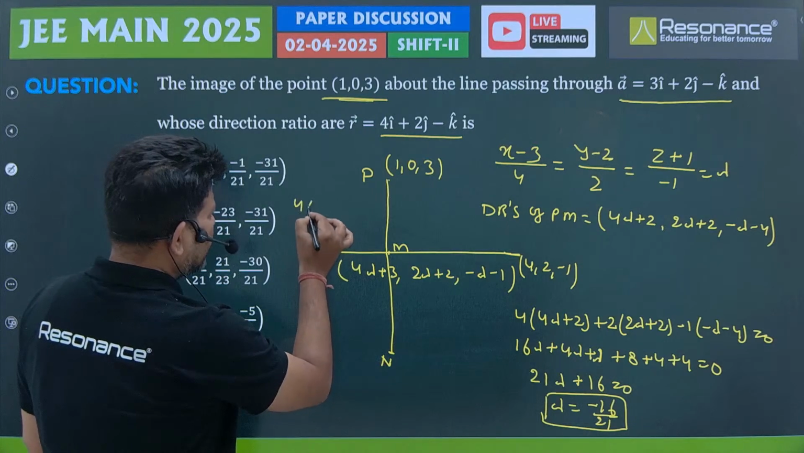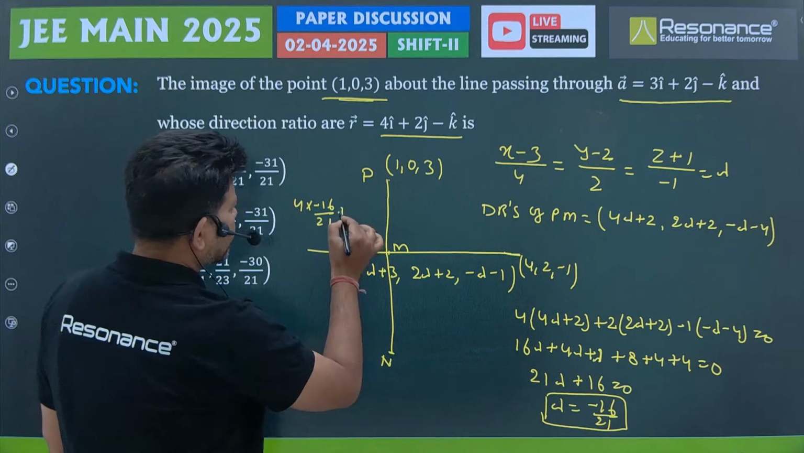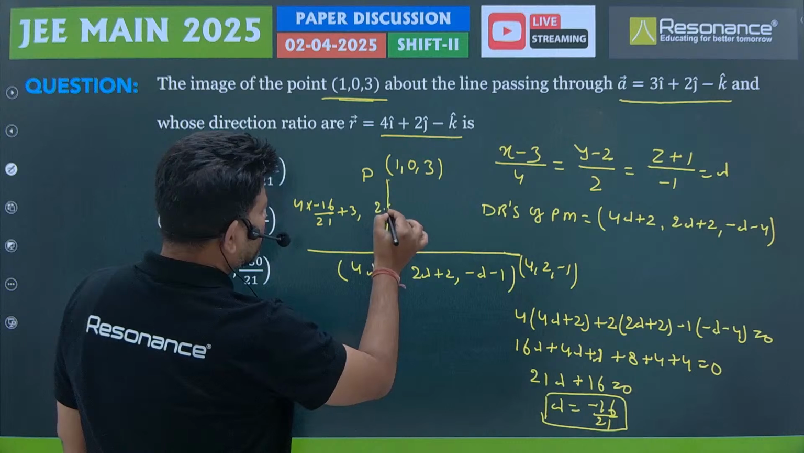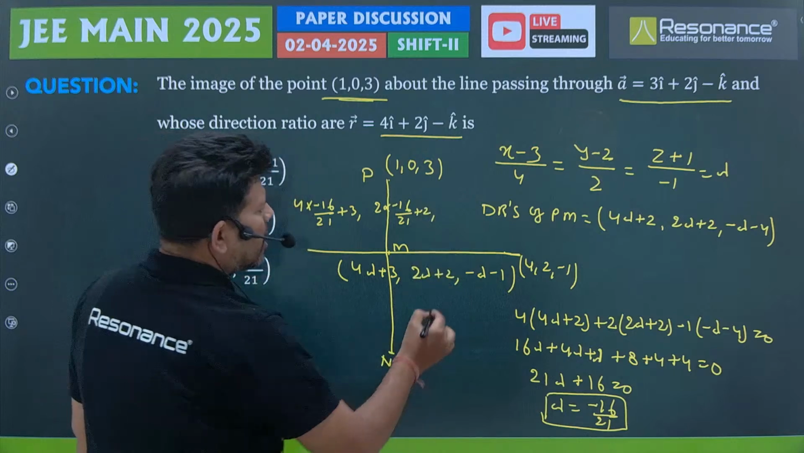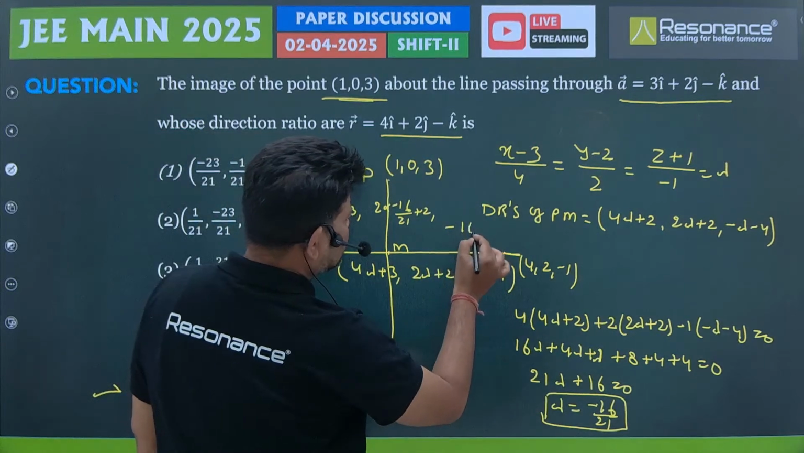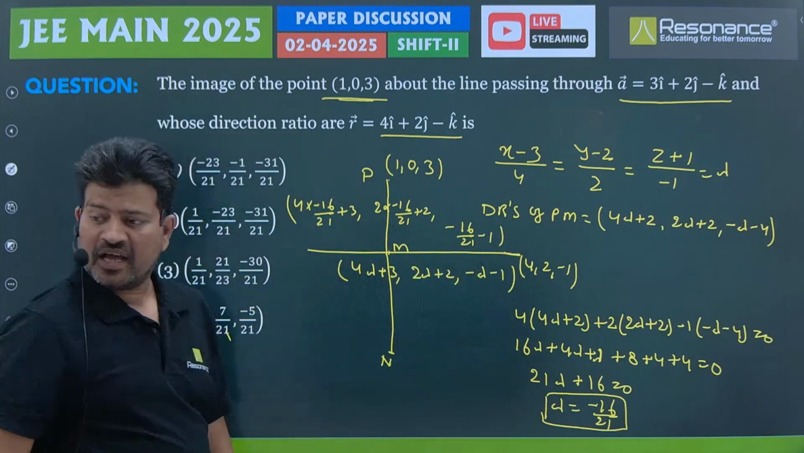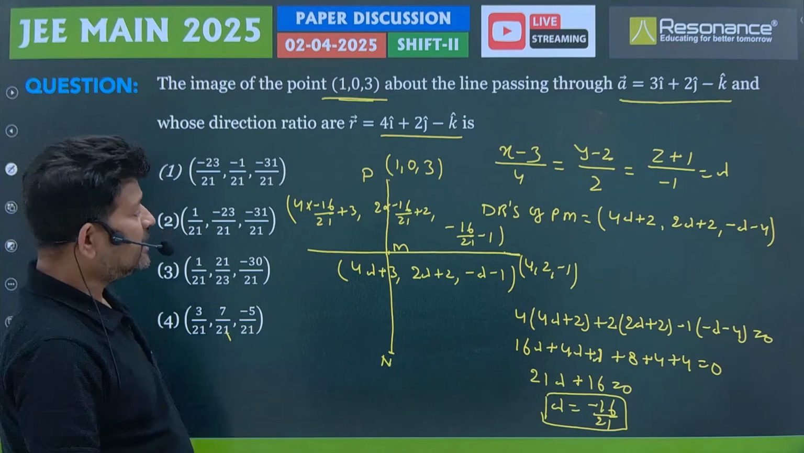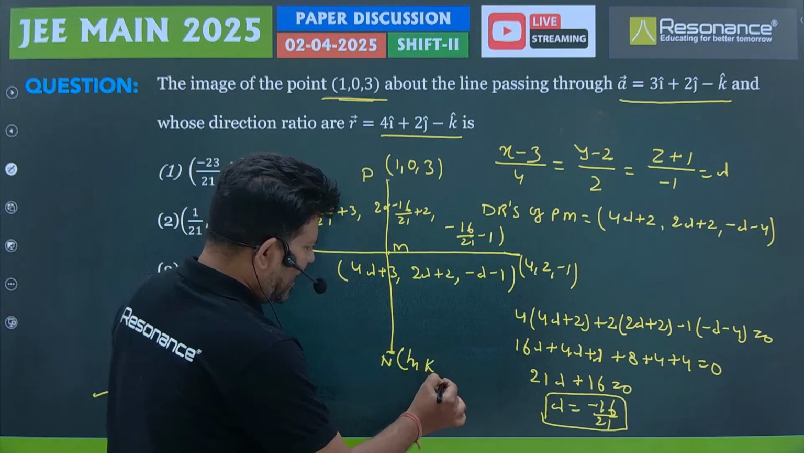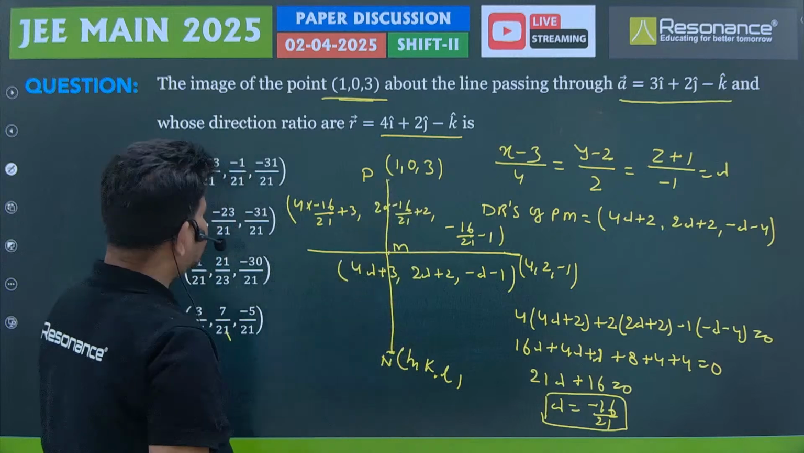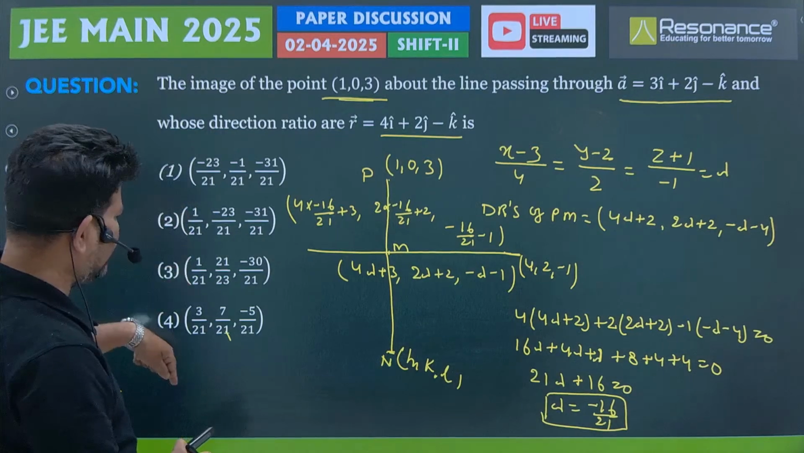So 4 into minus 16 by 21 plus 3, 2 into minus 16 by 21 plus 2, and minus 16 by 21 minus 1. From this we can find the M value. You can take this as h, k, l, this plus this and the midpoint. By the way, you can see here minus 23 by 21, 1 by 21, 1 by 21, 3 by 21.